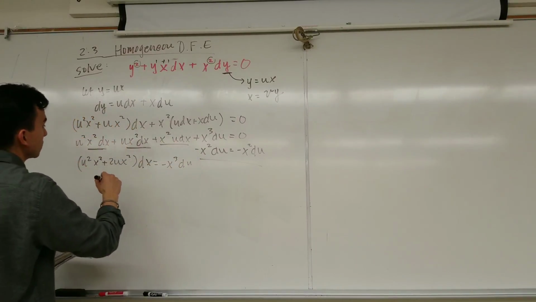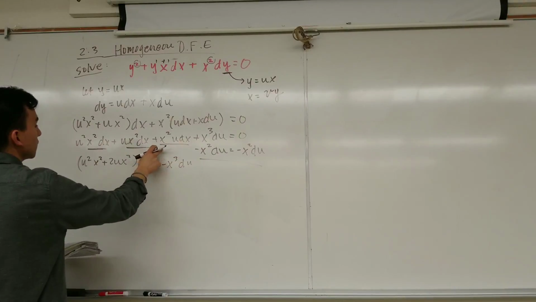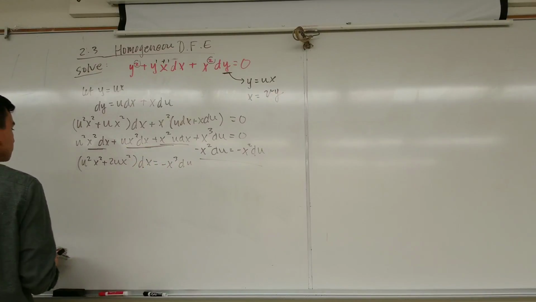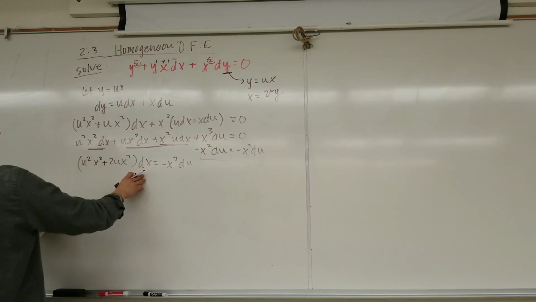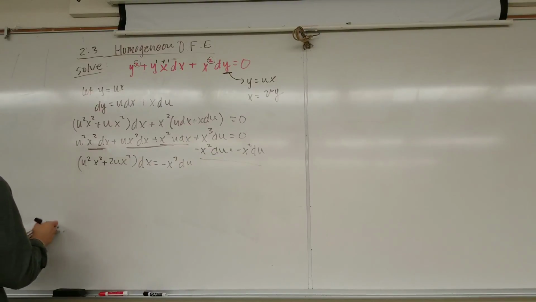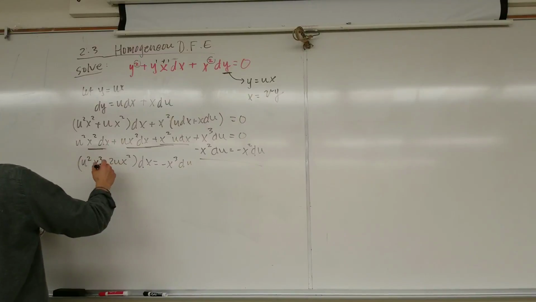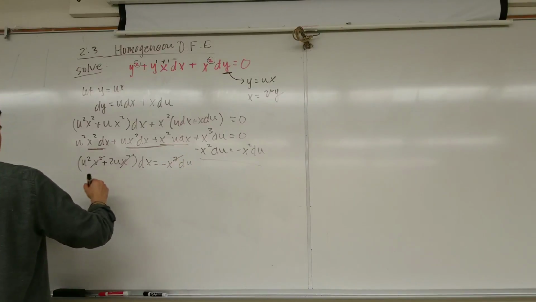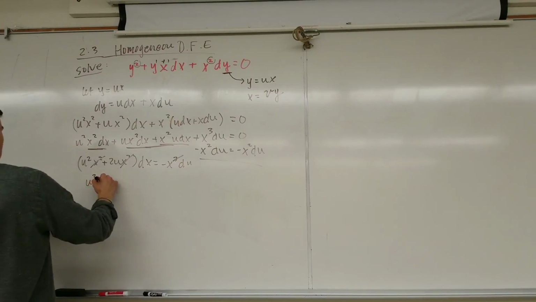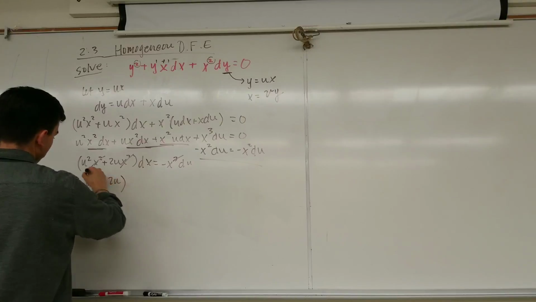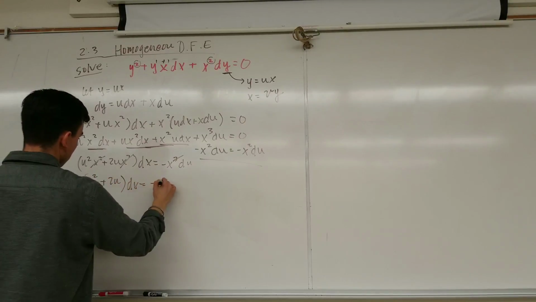So what I did was I combined these two first, right? And got 2ux. And I just factored out a dx actually. And you'll see why. And well, what's going to happen is it's going to cancel. And we're going to be left with u squared plus 2u dx is equal to negative x du.